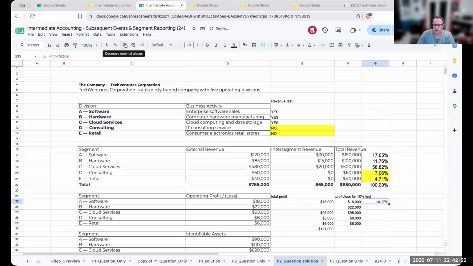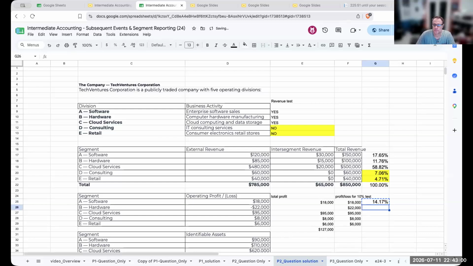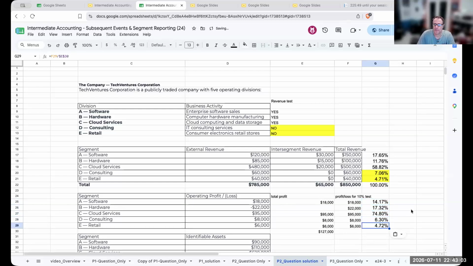So again, as we're looking at this test over here, okay, it's got to be 10% or greater. So for the profit loss test, again, it's meeting basically these parts over here. However, these two segments are still failing to go through and meet that part of the test. So we'll just go ahead and mark this as green.